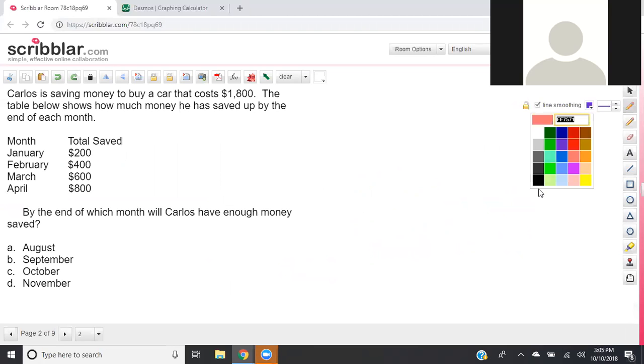So, new pattern. Carlos is saving money to buy a car that costs $1,800. The table below shows how much money he has saved up by the end of each month. By the end of January, $200, end of February, $400, March, $600, April, $800. By the end of which month will Carlos have enough money to buy the car? So most of the time with these table type questions, it's good to just write them out and keep continuing with the same pattern.